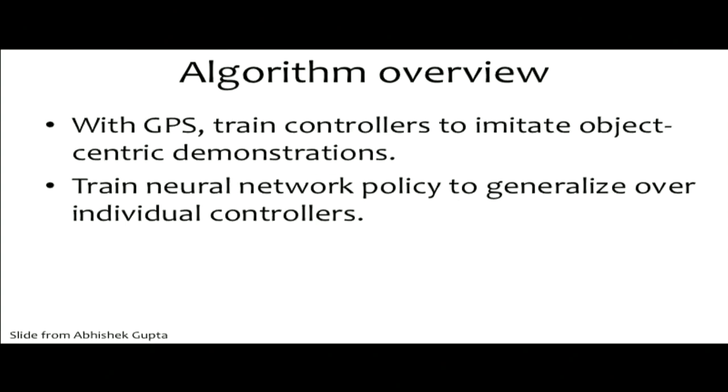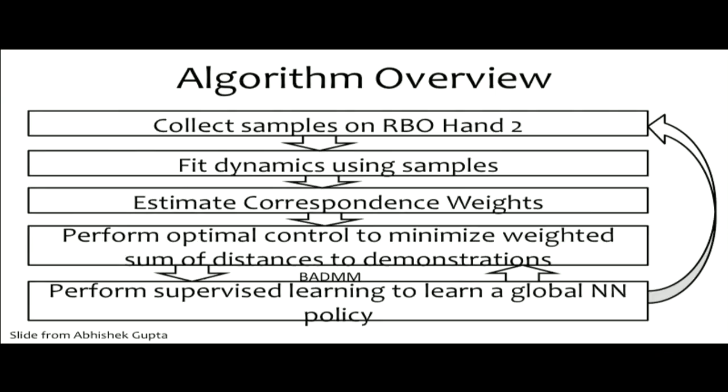And then train a neural network policy to generalize over individual controllers for different demonstrations. And so here's an overview of the algorithm. It's very similar to guided policy search, where you first collect samples and then fit dynamics. And then at the end, you perform optimal control to minimize the distance to the demonstrations and alternate between supervised learning with the neural network policy.